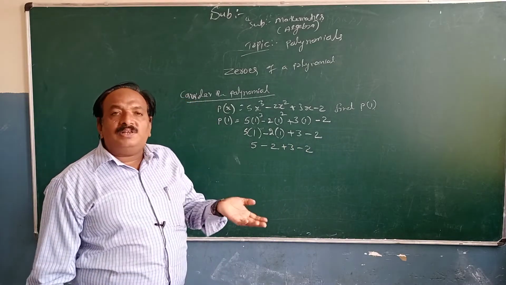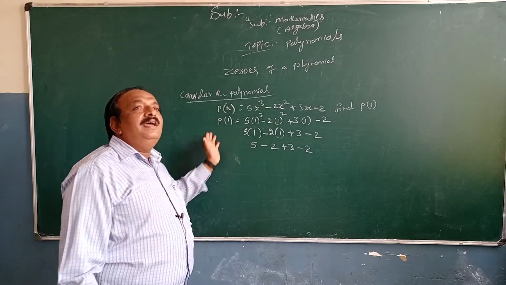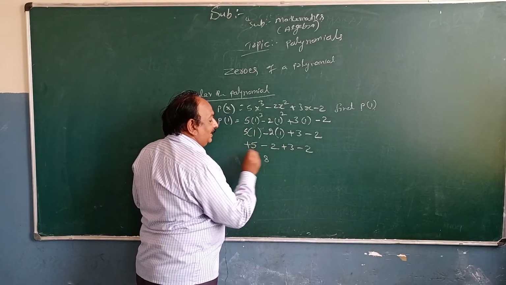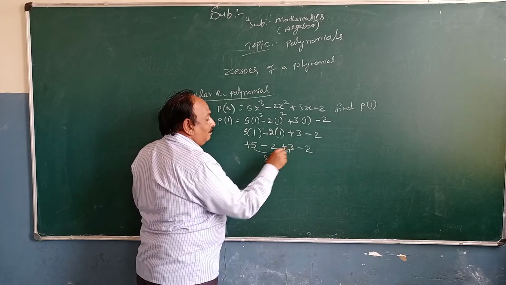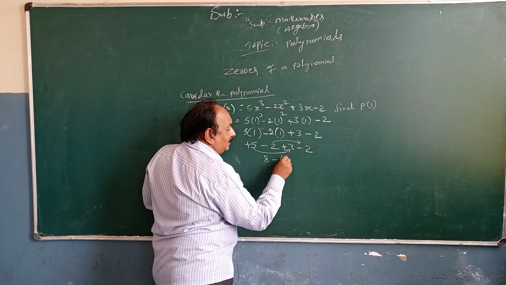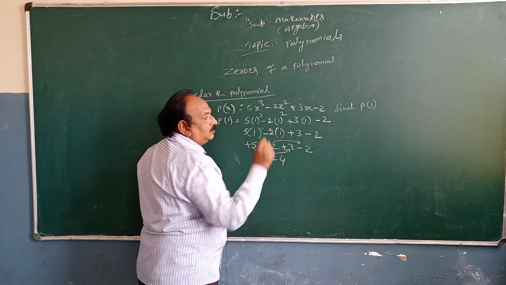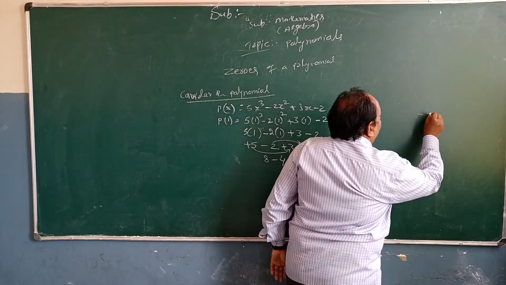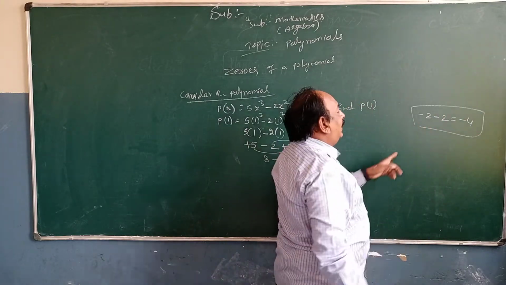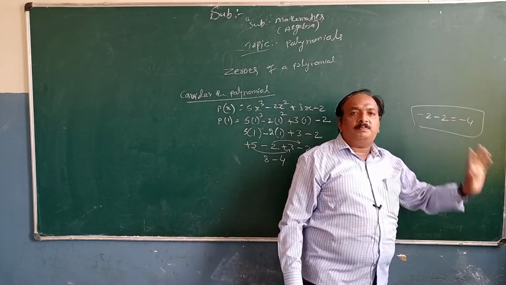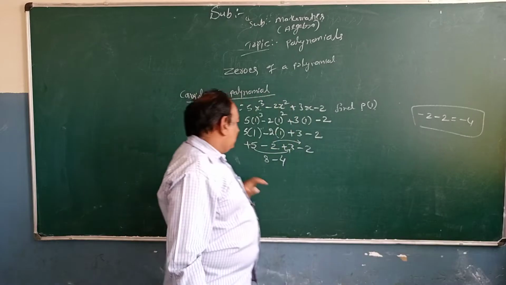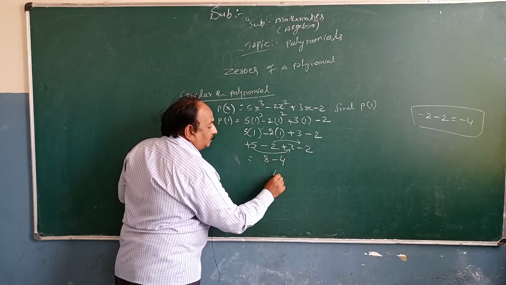Take positive integers on one side, negative integers on the other. Plus 5 plus 3, 8. Minus 2 becomes minus 4. Many students have this doubt: minus 2 is equal to minus 4, so many students write plus 4. No. Minus 2 is minus 4. So again 8 minus 4, 4.